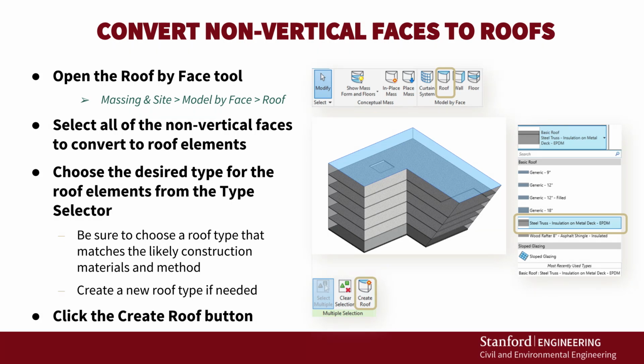After you've chosen all of those non-vertical faces that you'd like to convert to roof elements, just choose the desired type from the type selector. And be sure to choose a roof type that matches the likely construction and materials and method that you'll be using to build the building. In this case, we're going to choose the steel truss with insulation on a metal deck in an EPDM membrane. You could also create a new roof type if needed. So after you've selected those non-vertical faces and you've chosen the type, just click the Create Roof button and a roof will appear at all those faces of the conceptual mass.